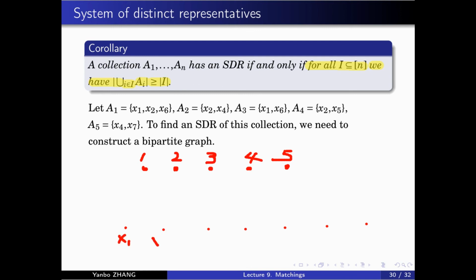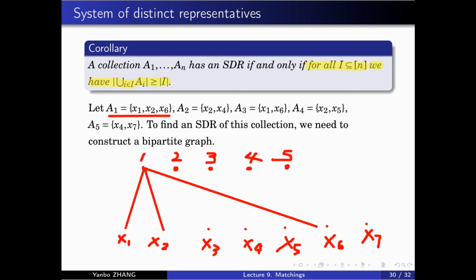x1, x2, x3, x4, x5, x6, x7. We see that A1 has 3 elements, x1, x2, and x6. So we join the vertex 1 to x1, x2, and x6.